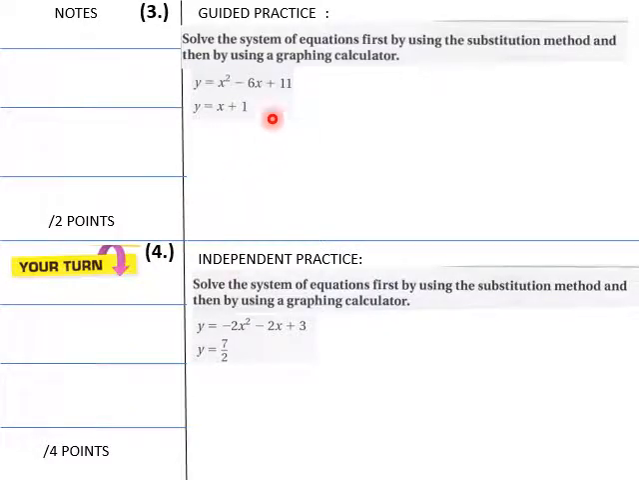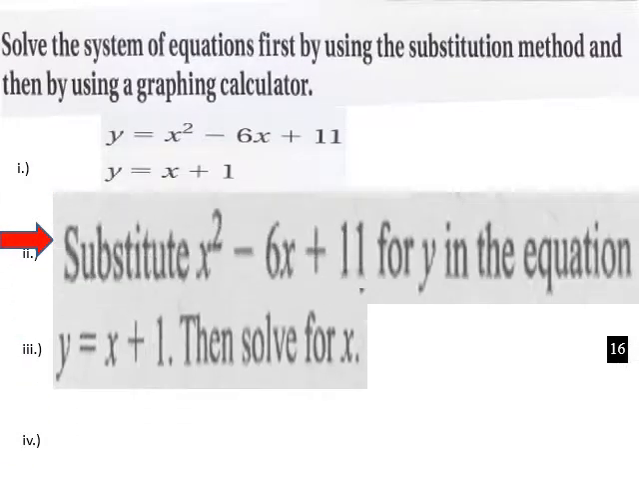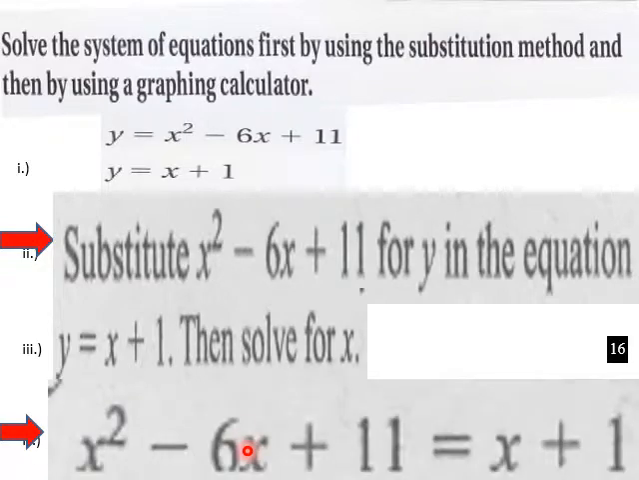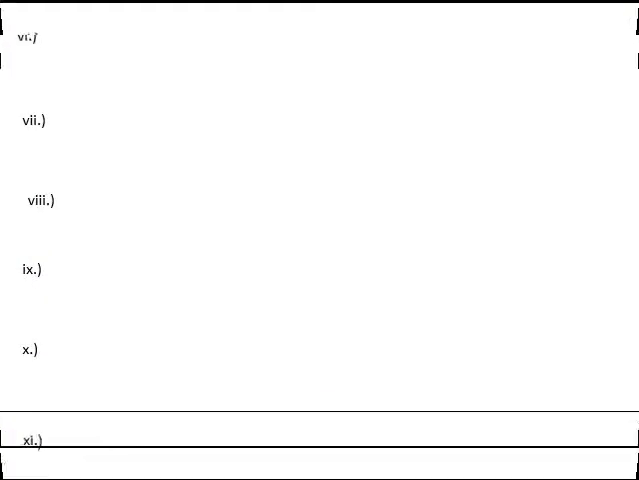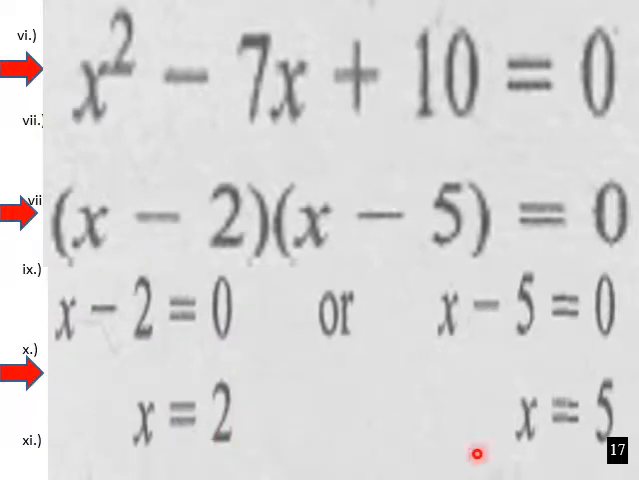And then our next guided practice here: solve these systems first by using substitution and then by graphing calculator. Okay, so there's our situation there. Substitute x squared minus 6x plus 11 for y in the equation y equals x plus 1, then solve for x. And then this is our setup. And then we're going to solve for x here. We can factor this into this. So now we've got 2 solutions here for x. X equals 2, x equals 5.